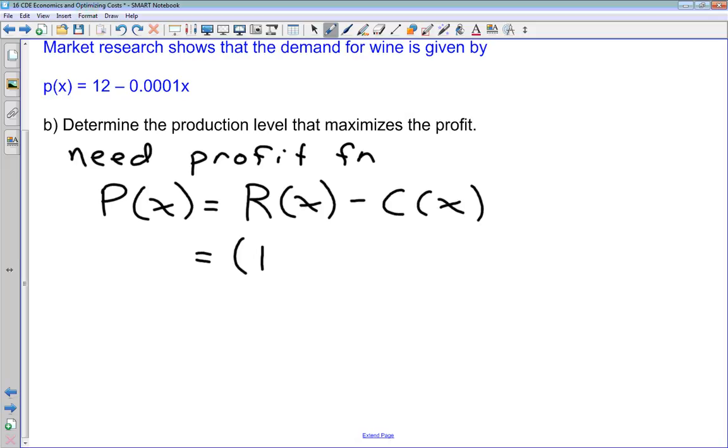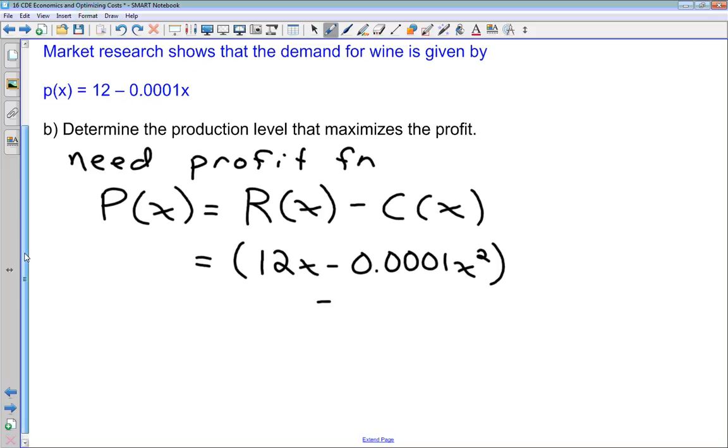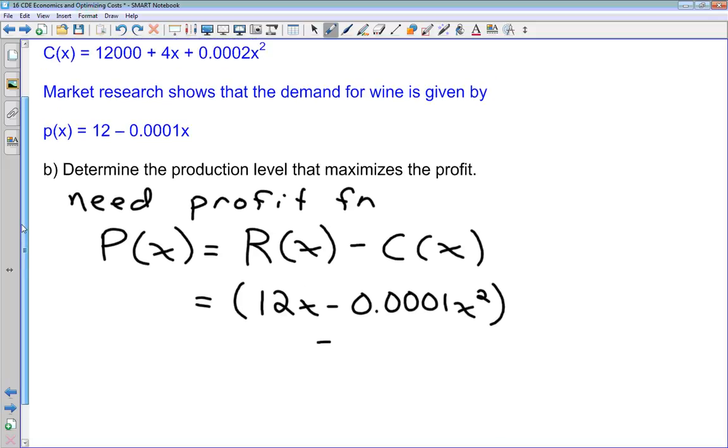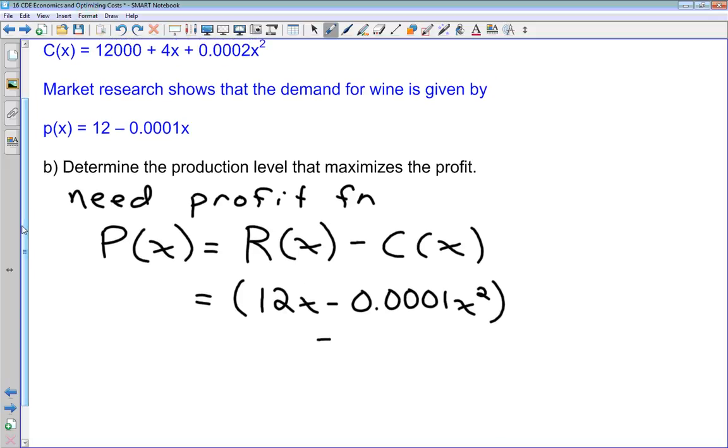So that was 12x minus 0.0001 x squared, our revenue function from part A. And from this, we are going to subtract the cost function that they give us in the question. So 12,000 plus 4x plus 0.0002 x squared.